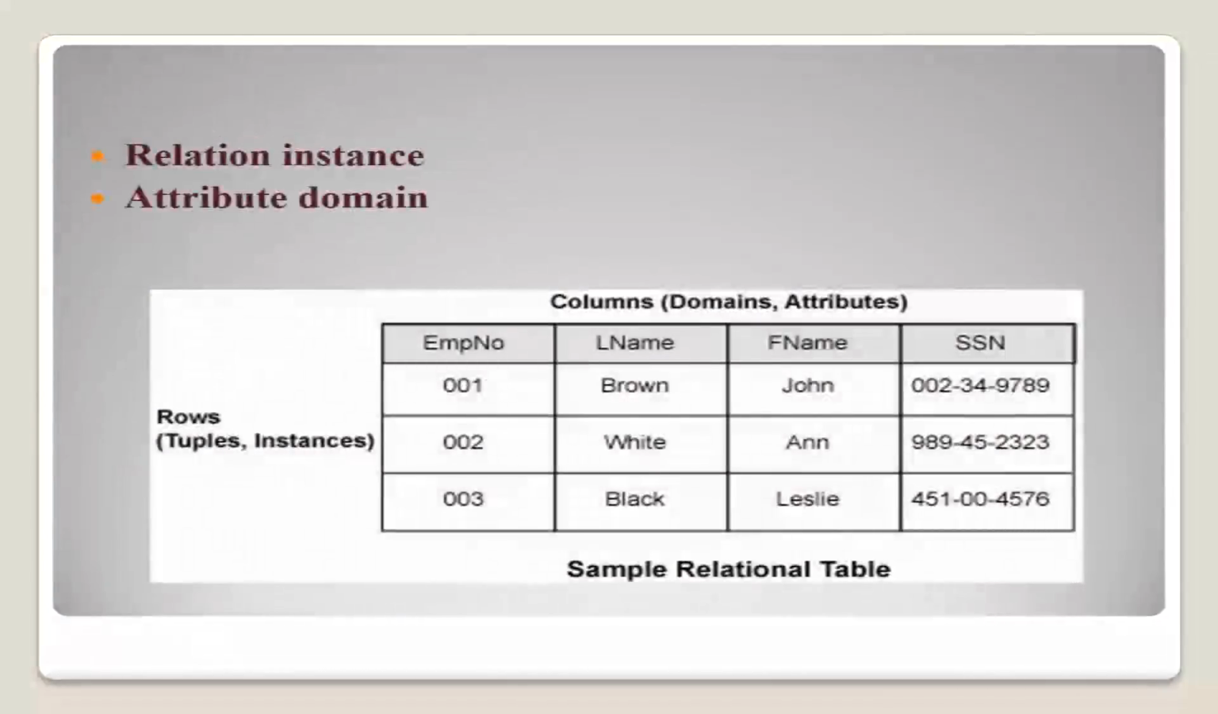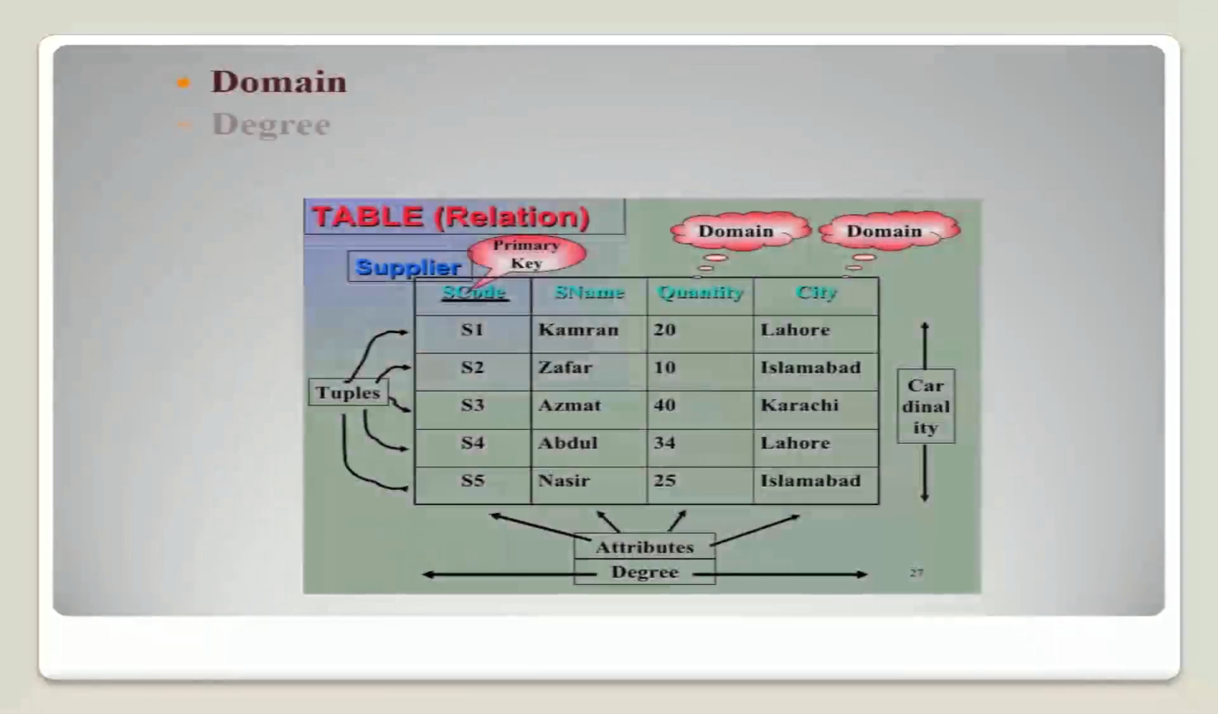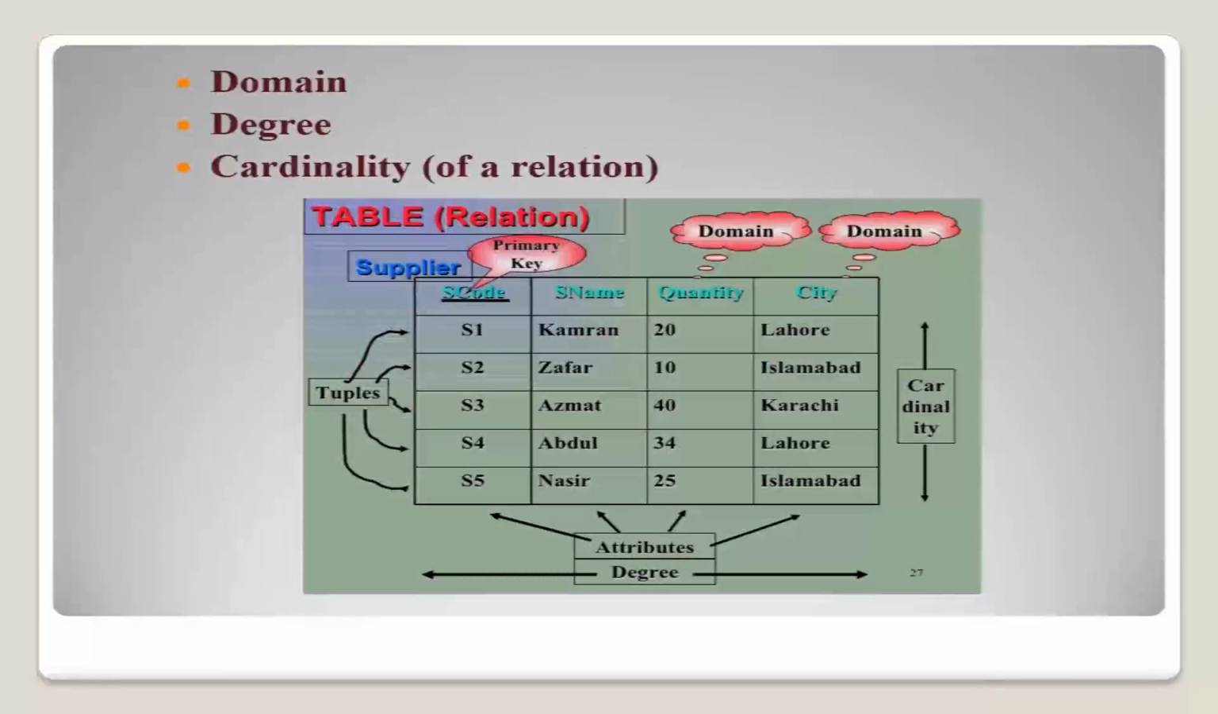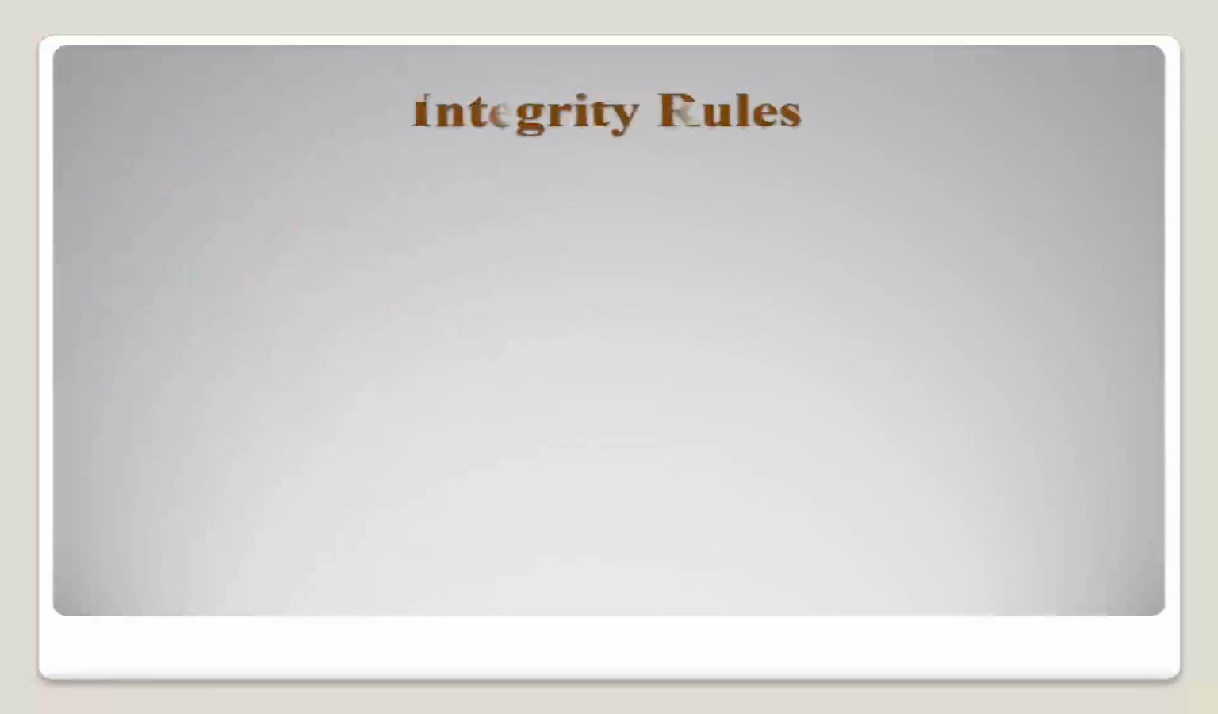There are some concepts which we need to know when we are learning relational models. We already have discussed these concepts, that is tables, tuples, relation instance, attribute domains, relation schema, relation keys, domain, degree, cardinality and number of keys. Now moving to the last topic of the relational model, that is integrity rules. There are two basic integrity rules. First is entity integrity and second is referential integrity.